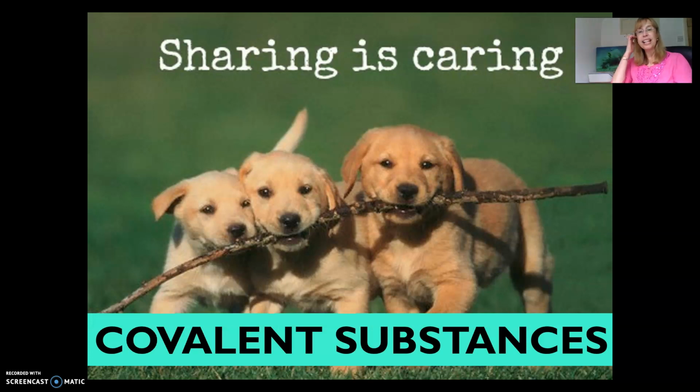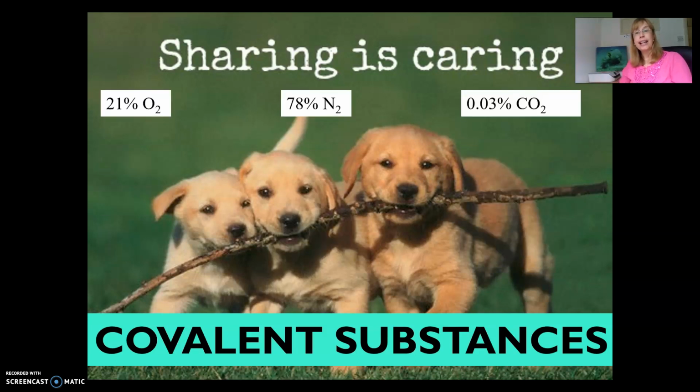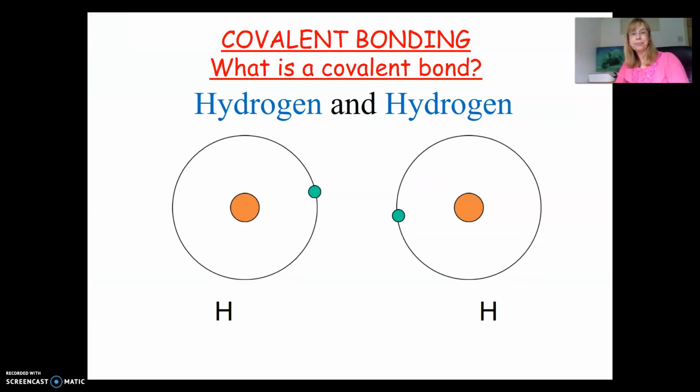So covalent bonding, a lot of substances that use covalent bonding are things like what we have in air: oxygen, nitrogen, carbon dioxide, and all of these are non-metals. So that's the next thing I want you to remember with covalent bonding. It involves sharing, and it only ever involves non-metals. So let's see how this sharing malarkey works.